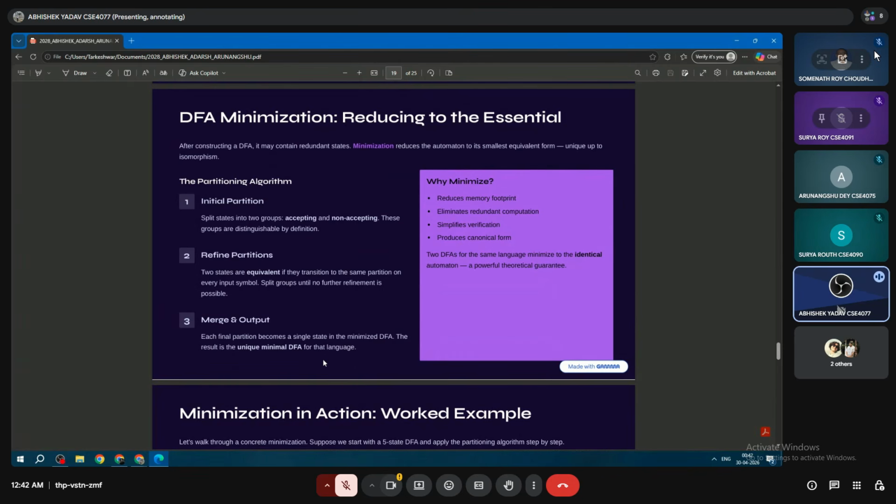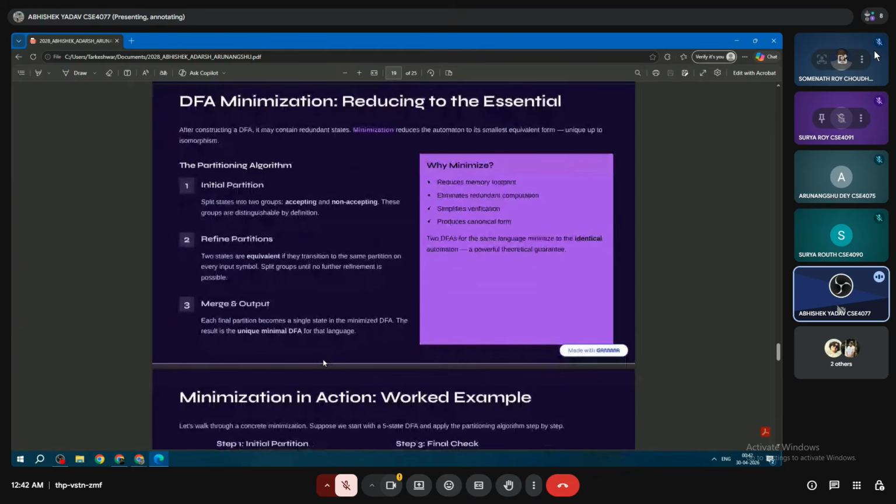Second, we have refined partitions. Two states are equivalent if they transition to the same partition on every input symbol. Split groups until no further refinement is possible. Then we have merge and output. Each final partition becomes a single state in the minimized DFA. The result is the unique minimal DFA for that language.